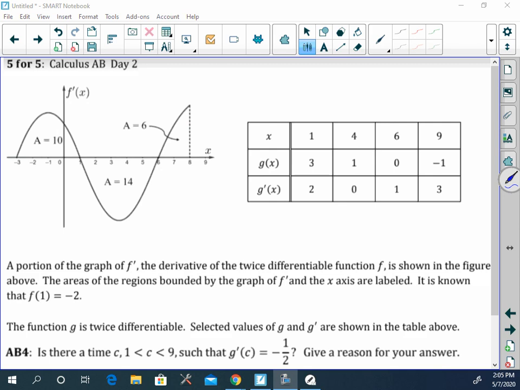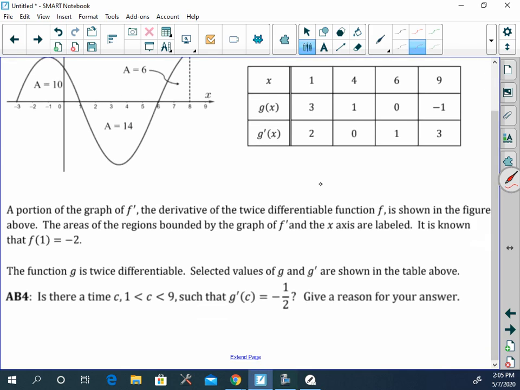All right, because I've done so many of these problems, I recognize this right away when I read the question. It says, is there a time C between 1 and 9? So you have to be careful, okay? We're going 1 to 9 and we're using the graph of G. So we're starting here and going to here.